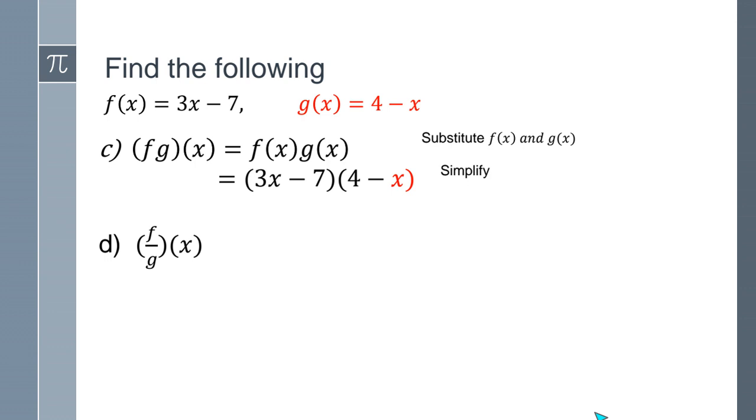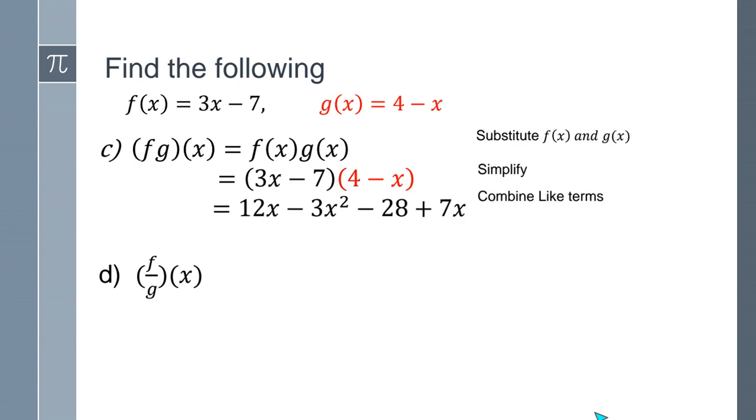I have to distribute this 3x with the 4, the 3x with the minus x, and then the minus 7 with the 4, and the minus 7 with the minus x. So when we do that, we have 3x times 4 gives me the 12x. 3x times a minus x gives me a minus 3x squared, or to the second power. We have a negative 7 times a positive 4 gives me a negative 28. And a negative 7 with a negative x gives me a positive 7x.